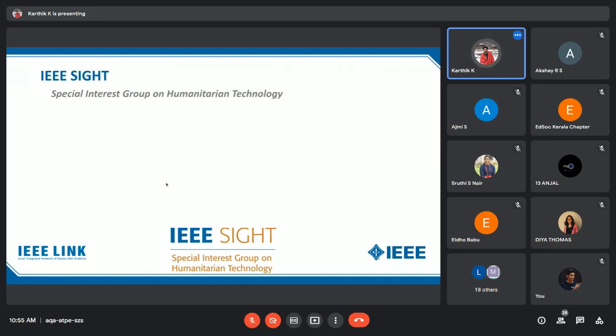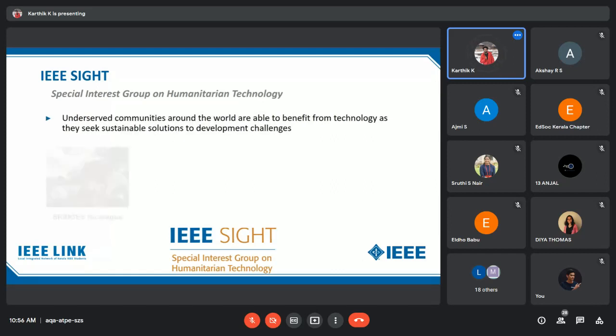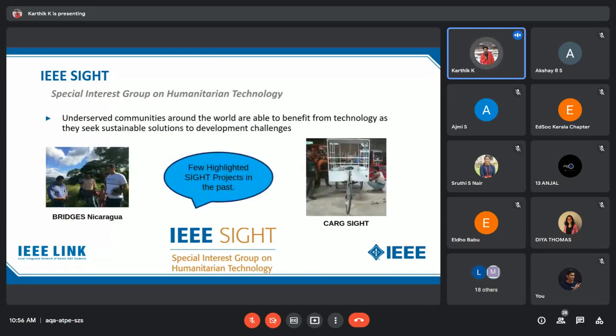IEEE special interest groups. So what is a special interest group? We have to see what that is. Special interest groups come with a vision to give an idea of humanitarian projects. I am talking about IEEE SIGHT, which is a special interest group on humanitarian technology. It aims to develop socially relevant projects to help humanity. So if you are interested in doing that, go to the IEEE SIGHT website and see what you can do for that.